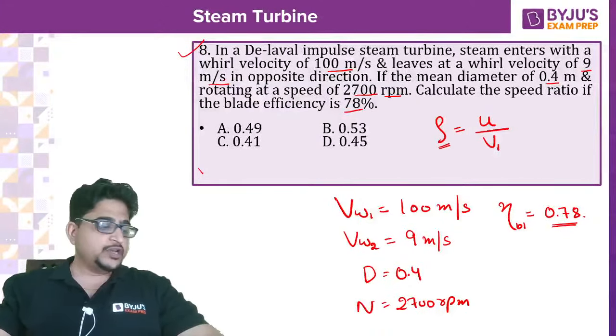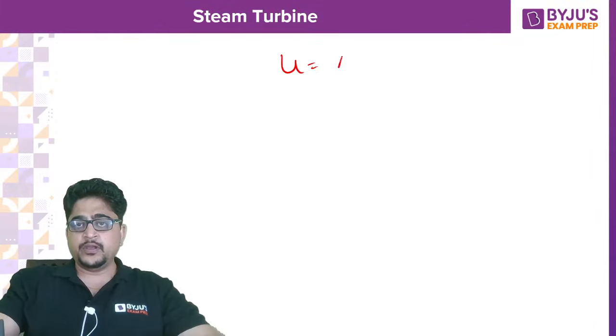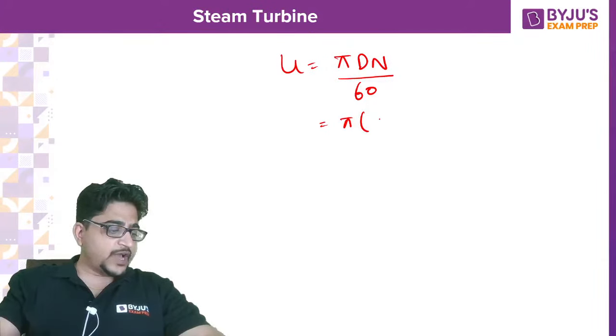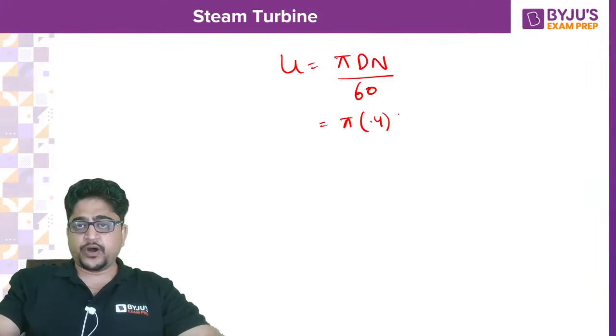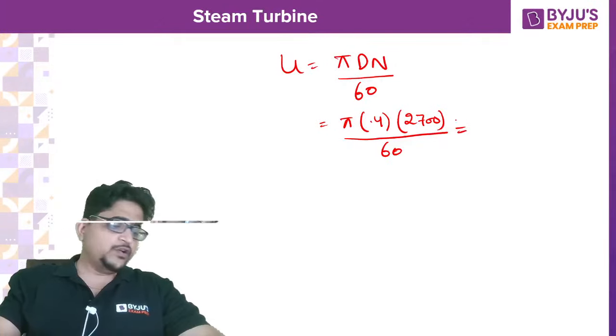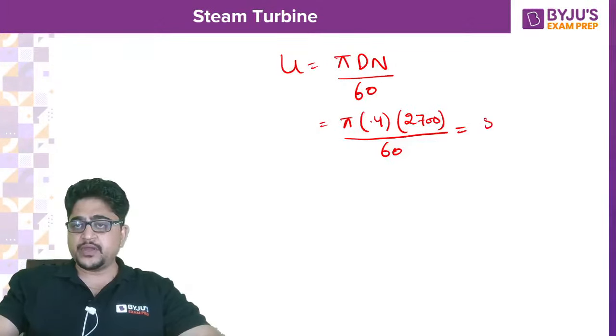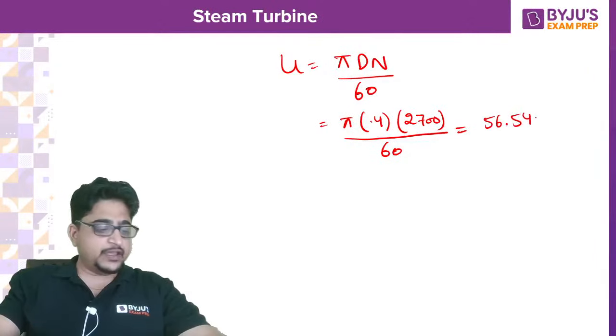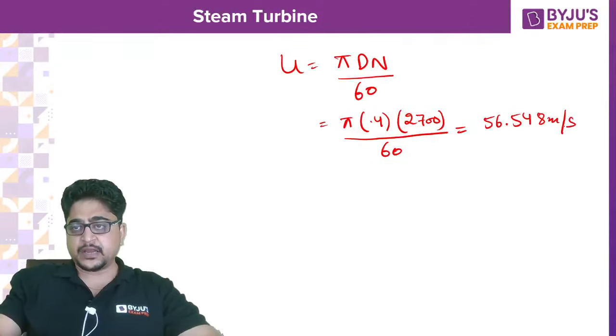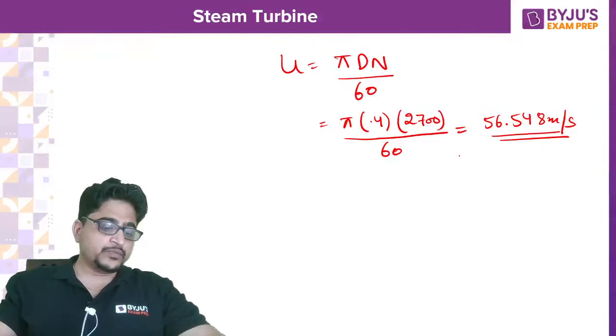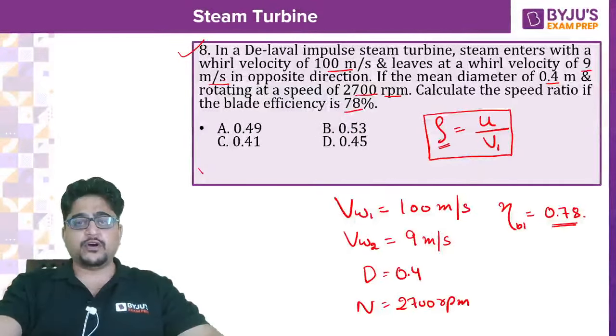So how you are going to calculate the value of u? The value of u is going to be pi D N by 60, which is equal to pi. What is the value of diameter? It is equal to 0.4. What is the value of N? It is equal to 2700 divided by 60. So what is the value of u? U is coming as 56.548 meter per second. We got the value of u. Have you all understood?